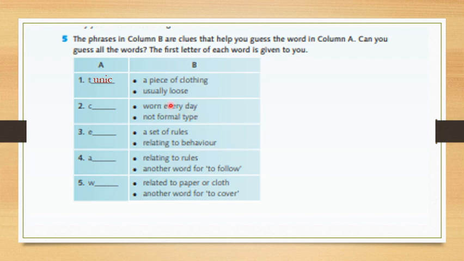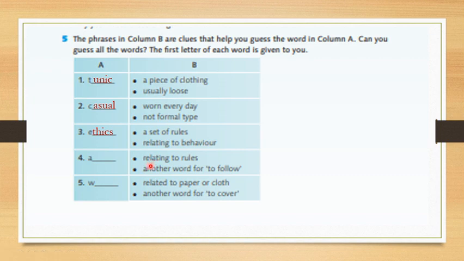Secondly here, worn every day. So you wear this thing every day. Not formal type. It is not formal, so it is opposite of formal and starts with C. So what is the thing that is opposite to formal? It is casual. Thirdly, a set of rules relating to behavior. العلاقة بالسلوك, to behavior, and it starts here with E. So it is ethics.